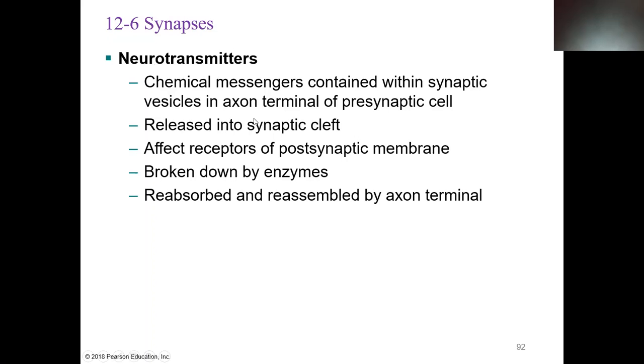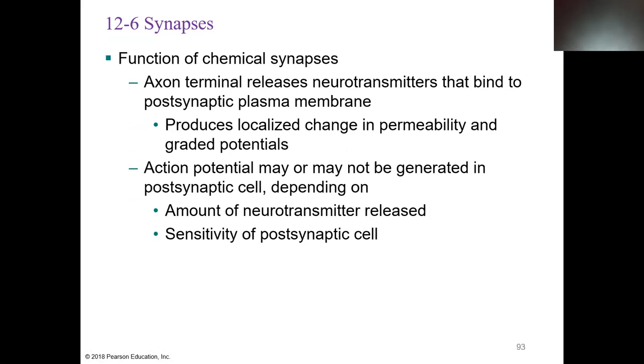They are the ones that will be released into the cleft and that will have to diffuse across to that postsynaptic membrane. They will be broken down by enzymes that are within the synaptic cleft. It's very important that that happens so that then they can be reabsorbed or reassembled by the axon terminal. And I'm going to show you how that happens. The function of chemical synapses, obviously, we are going to be looking for potentials. We want some action potentials so that we can actually pass messages along. That's the whole purpose here.